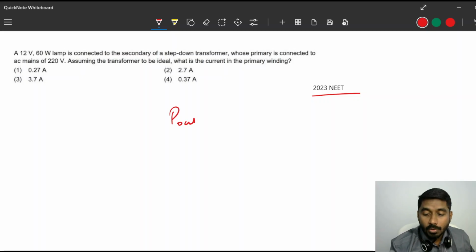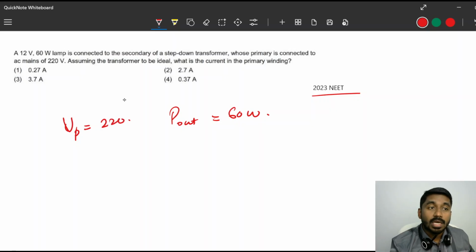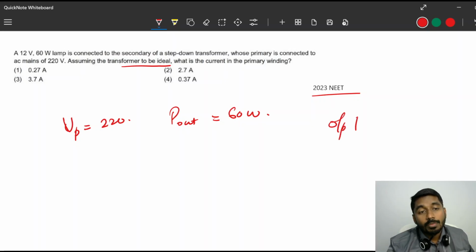So output power is directly given, 60 watt. A step down transformer, whatever it is, whose primary is connected to 220 volt, means input voltage is 220. Assuming the transformer to be ideal, what is the condition of an ideal transformer? Output power will be equal to input power. So this is called an ideal transformer, that is, efficiency is 100%.